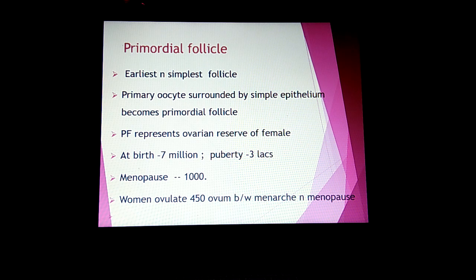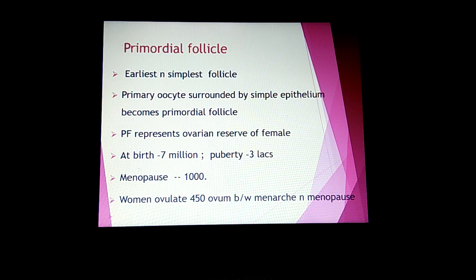It is the earliest and the simplest follicle. The primary oocyte is surrounded by a simple epithelium, and this becomes the primordial follicle. The primordial follicle represents the ovarian reserve of the female. At birth they are 7 million, at puberty only 3 lakhs are left, and at menopause only 1000 primordial follicles are left.